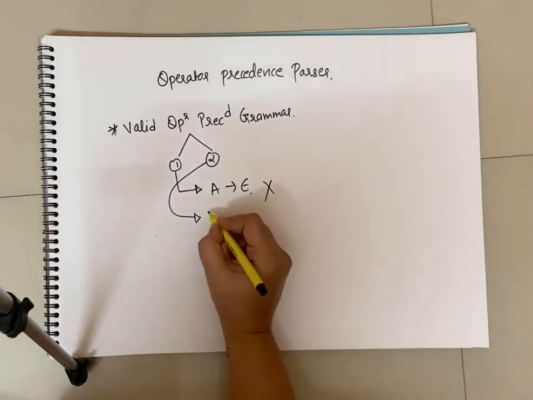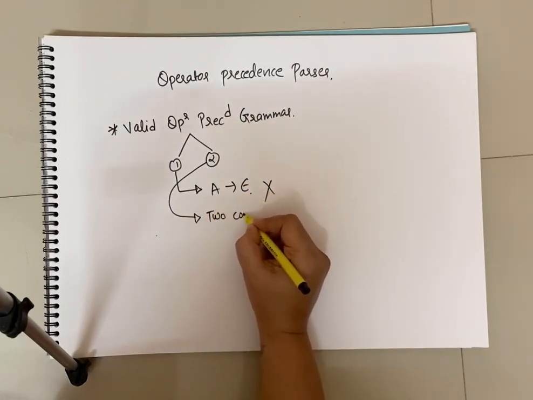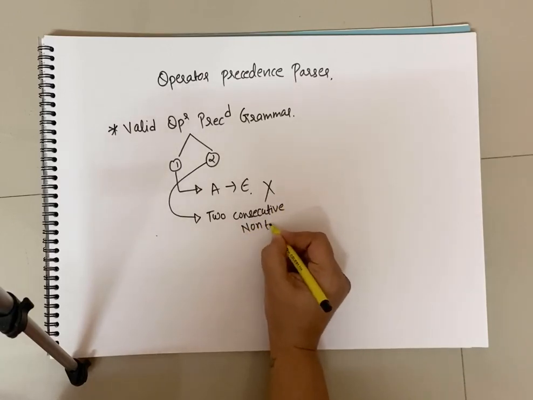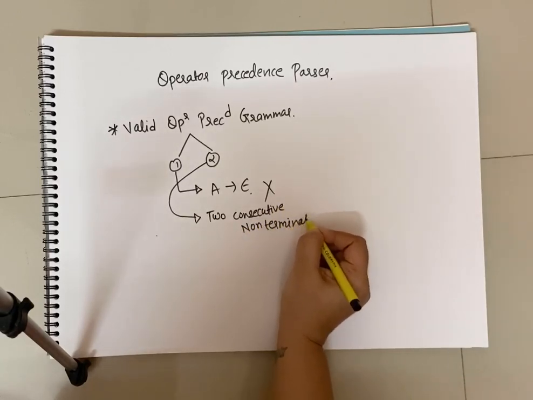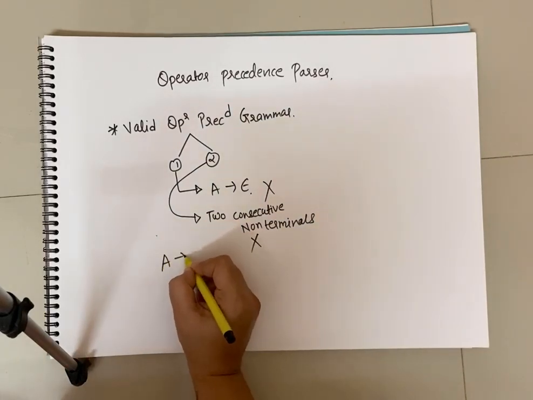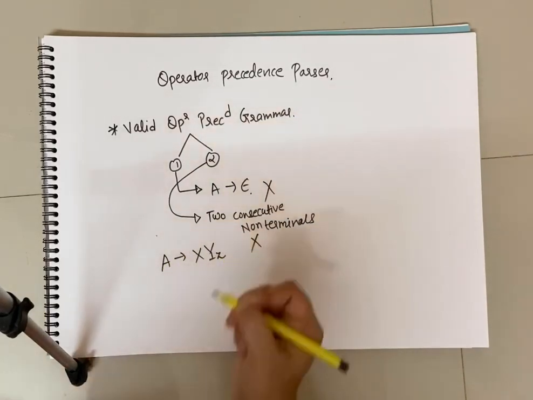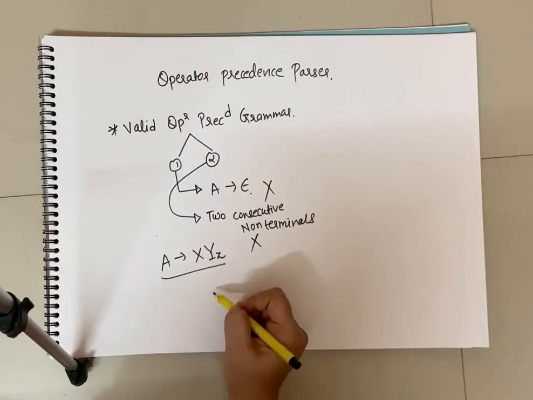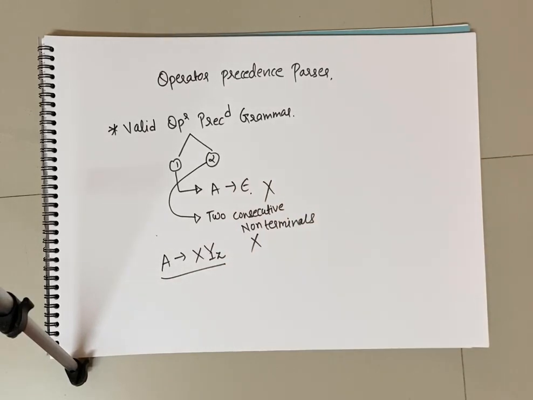What is the second condition? The second condition says two consecutive non-terminals are not allowed. Two consecutive non-terminals are not allowed. So if I write a rule like A derives X, Y, small z, if my grammar has even a single production like A derives X, Y, Z, this makes my grammar not a valid operator precedence grammar. Why? Because there are two non-terminals which appear consecutively over here.